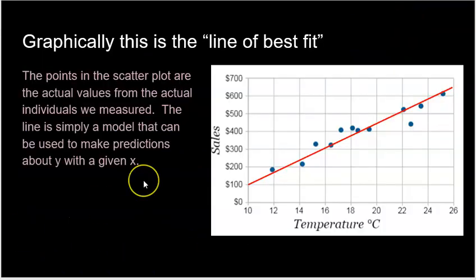All right, so this is what you guys have called the line of best fit before, but again, we're using a little bit more of a mature statistical name, and that's called a linear regression model. So the points in the scatter plot are the actual values from the actual individuals that are measured, and the line is simply a model that can be used to make predictions about y with a given x.